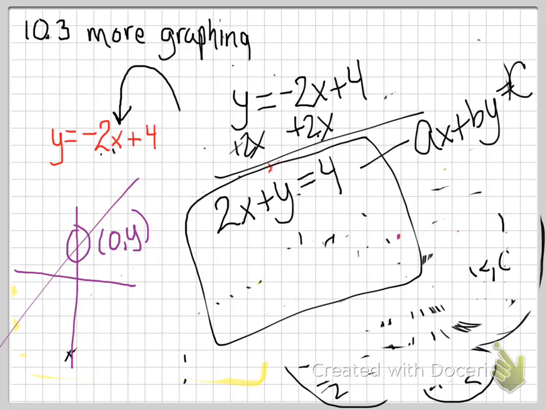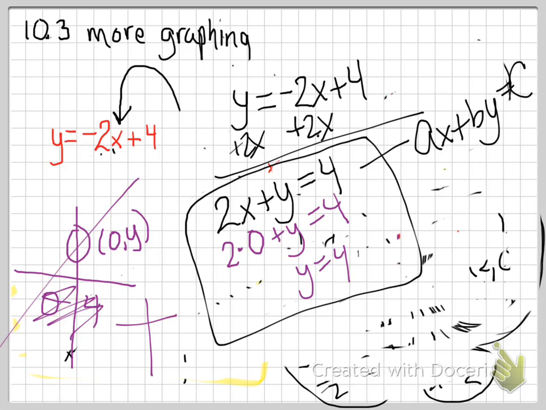Well, if x is 0, I can put a 0 in right here, and it's a little bit quicker than what I showed you earlier about putting a 0 in, because you don't have to do any inverse operations or moving things from right to left. If I put a 0 in there, 2 times 0 is 0, I get y equals 4. So right away I know that the ordered pair is 0 and 4, sorry.